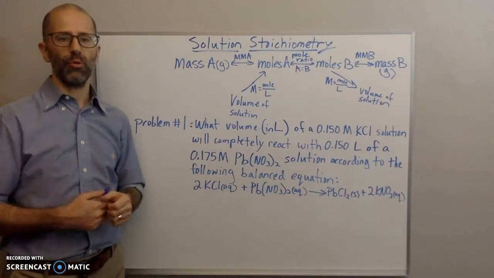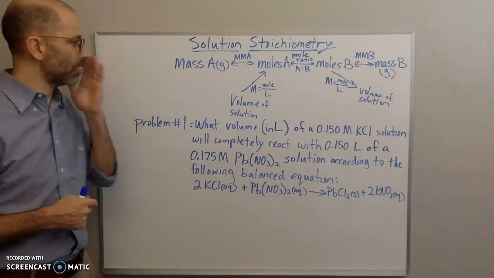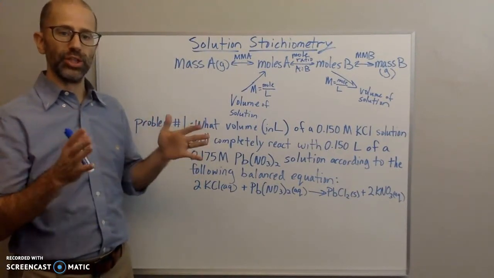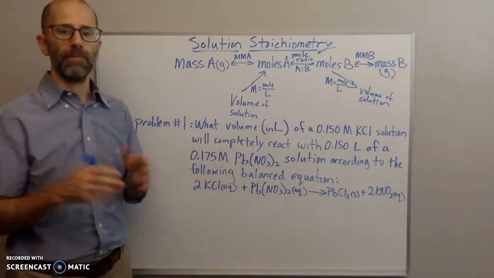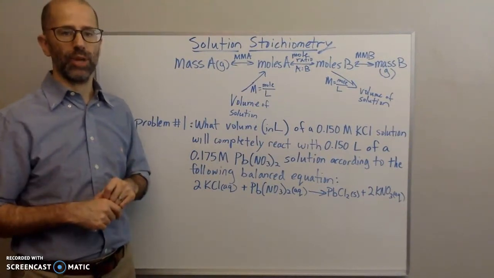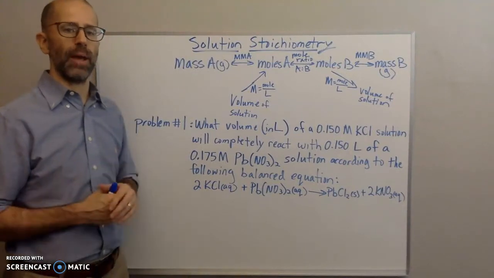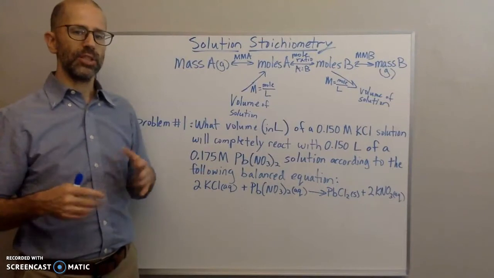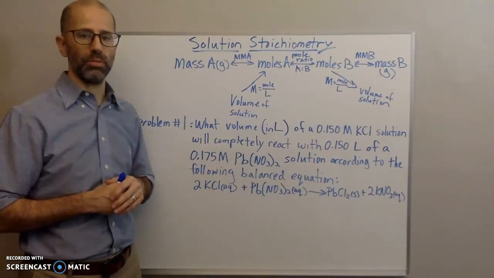And as we saw before, stoichiometry itself is where you have a balanced equation and you can use the mole ratios of the balanced equation to go from one substance to another. So stoichiometry relates to using that balanced equation and those mole ratios to solve problems. You need a balanced equation to use stoichiometry. This is called solution stoichiometry because now we're going to add to what we did before.